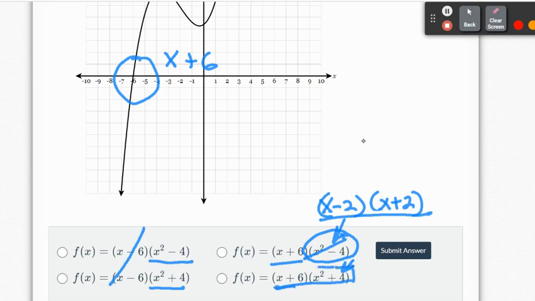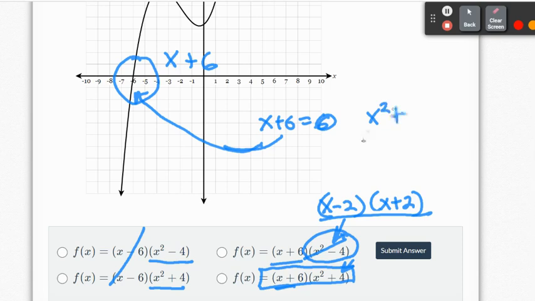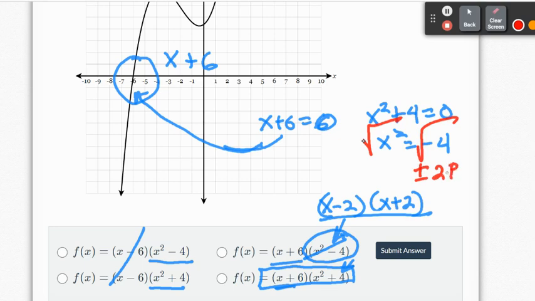This bottom corner answer is the one I'm looking for, where if I had set those each equal to 0, I get x plus 6 equal to 0, and that produces my root of negative 6. And then I get my x squared plus 4, set that equal to 0, and I would get x squared equals negative 4, and if I solve by the square root method, I would get plus or minus 2i, and that does not show up on the graph.